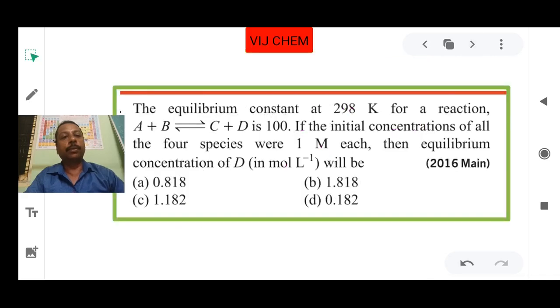Okay, next go to the next question. The equilibrium constant at 298 Kelvin for this reaction is 100. If the initial concentration of all 4 species is 1 molarity each, that means reactant also 1 molarity, product also 1 molarity, then find the equilibrium concentration of D. Okay, so already 3 seconds are over.